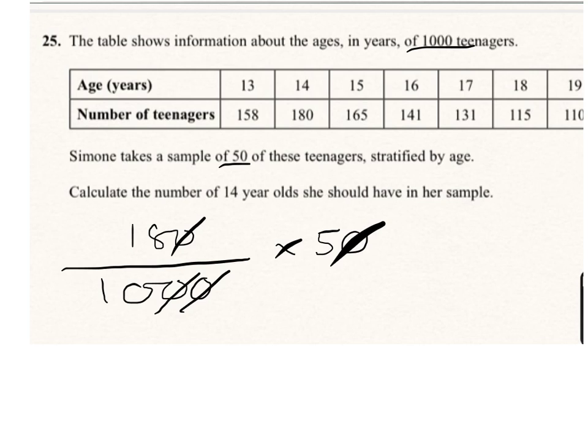So I've got 18 times 5 over 10. And my 5 will go into my 10 twice. I've got 18 over 2. So the answer is 9, but you could have worked that out with your calculator.